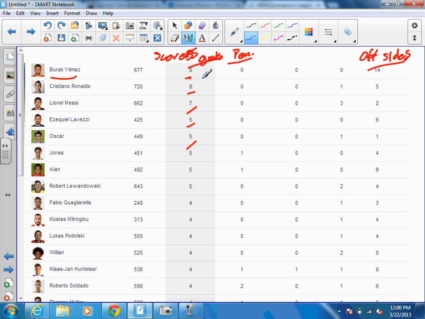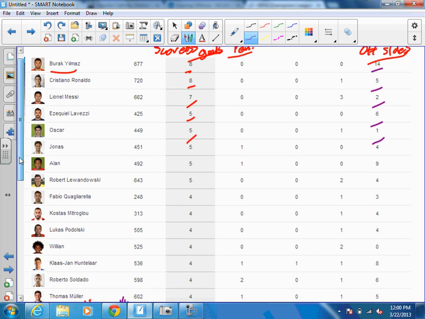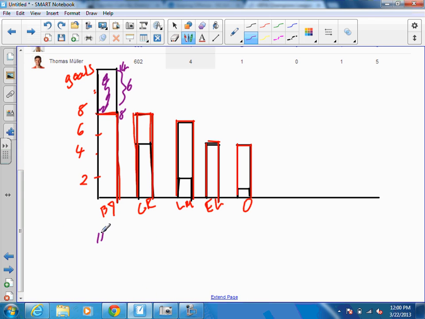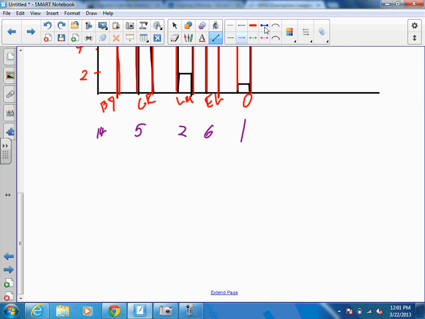So I'm just going to write these numbers beside: 14, 5, 2, 6, 1. We're going to try to create a scatter plot. Okay. So when we're creating a scatter plot, we're going to have a vertical and horizontal axis.